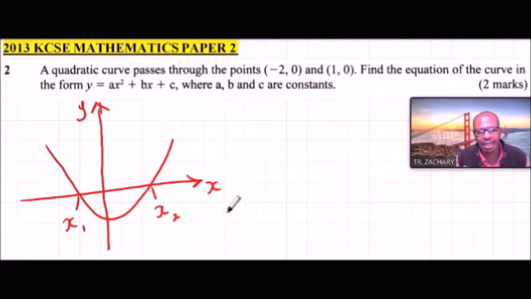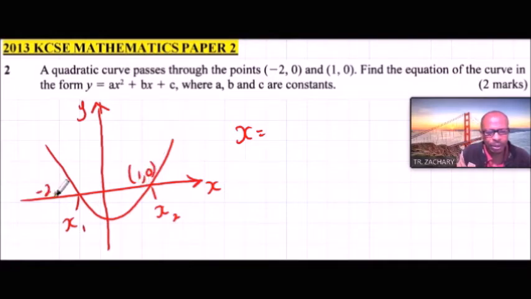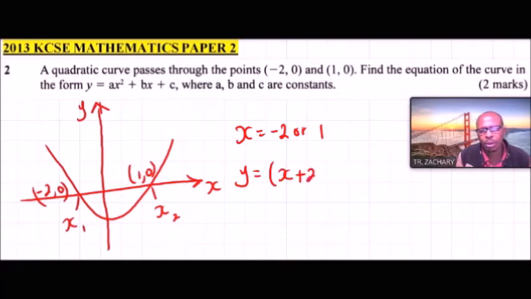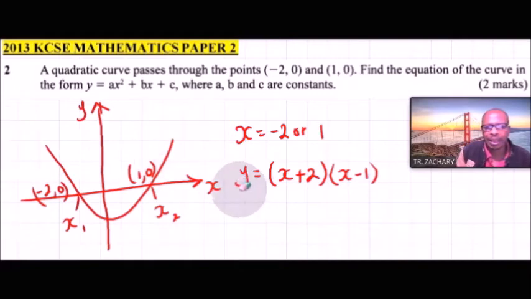Those are the factors. Because now the points here are, this is 1 and 0, and this is minus 2 and 0. We can say the value of x is either minus 2 or 1. And therefore, we can write this in terms of the factors, and say our function is equal to x plus 2 times x minus 1. This is because when you equate y to 0, actually we can put y is 0 here.